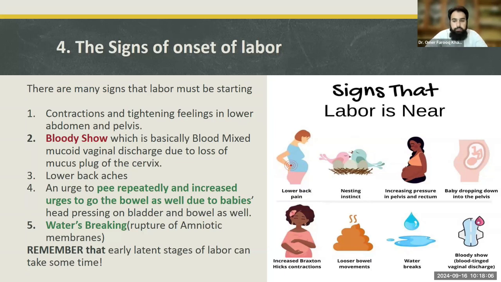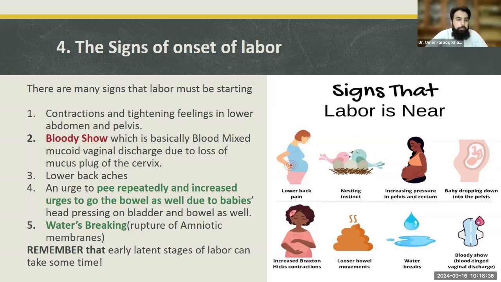Water is breaking. Sometimes there is rupture of amniotic membranes as well. So it is spontaneous rupture of amniotic membranes, and that is also a sign of the start of the labor process. Remember that the early latent stages of labor can take some time. So there might be some days of contractions and tightening feelings in the lower abdomen and pelvis. A woman may feel these signs for 3 to 4 days.